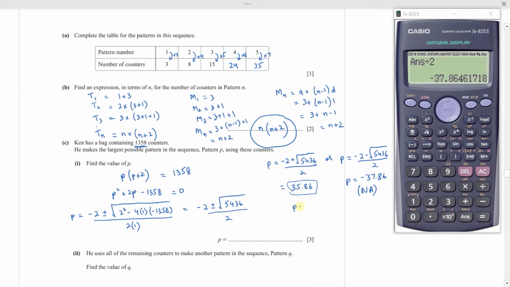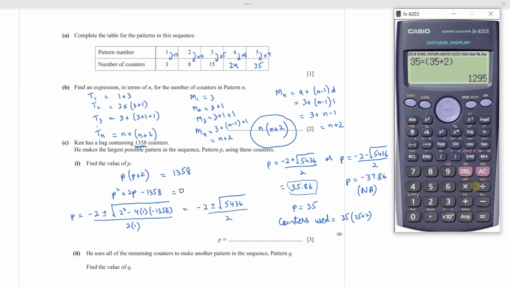So I will take P equals 35. Your pattern P is 35, and let's see how many counters are used in this pattern. When you have P equals 35, the number of counters in that pattern will be 35 times (35 plus 2). So this is just a proof. The question only asks for the value of P, but I want to show this to make sure you understand this correctly. So 35 multiplied by 35 plus 2.